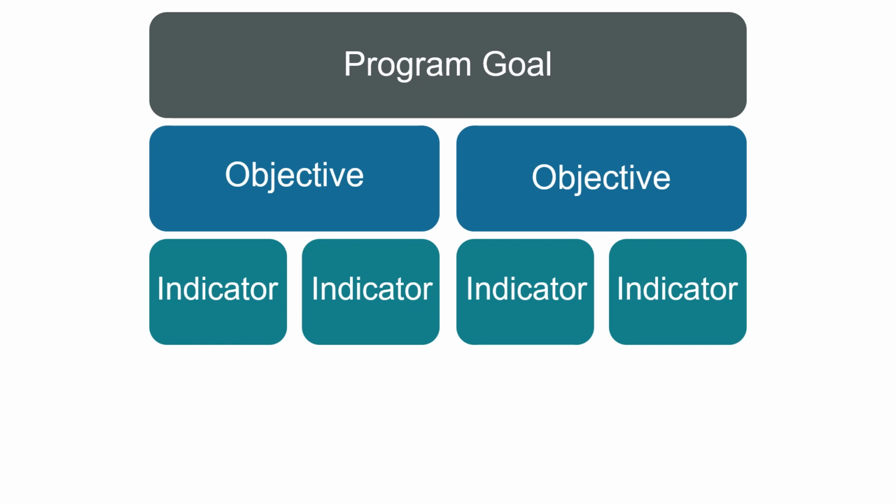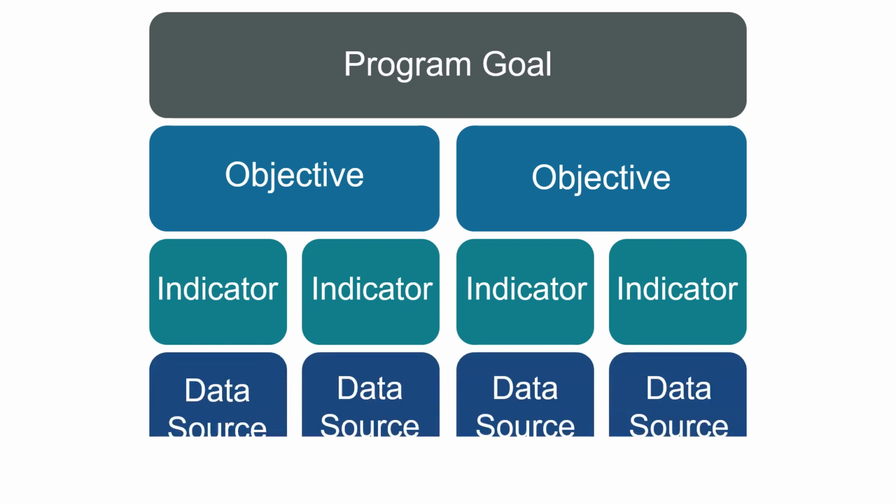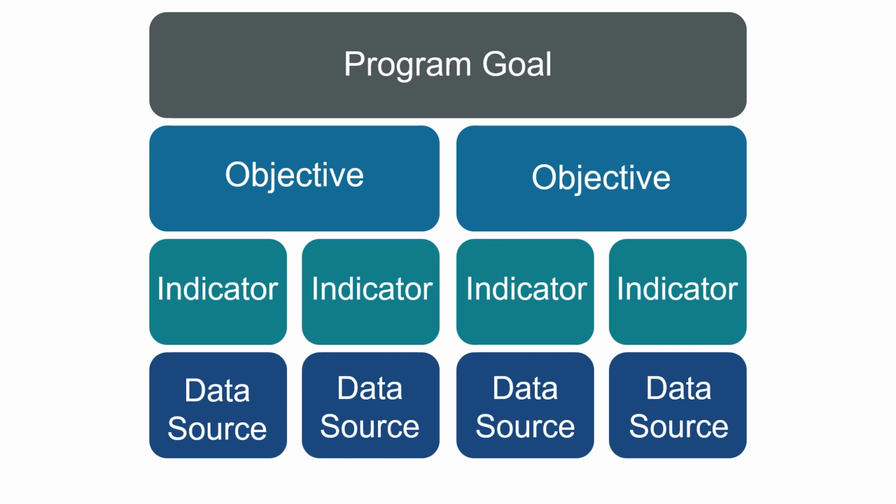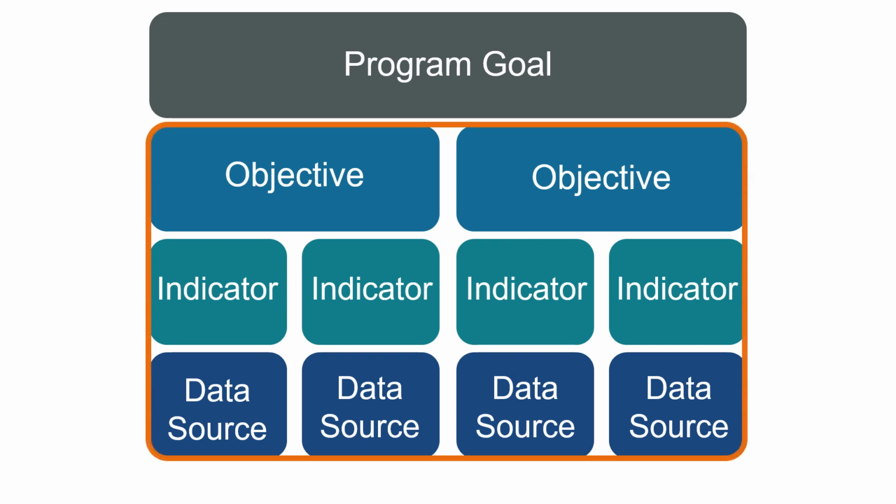Let's go back to this visual. In previous modules, we talked through goals, objectives, and indicators. When working with PMPs, we add one last level, which is the data source. Every indicator should have one corresponding data source. The PMP itself then shows how those data sources connect back up to our objectives.